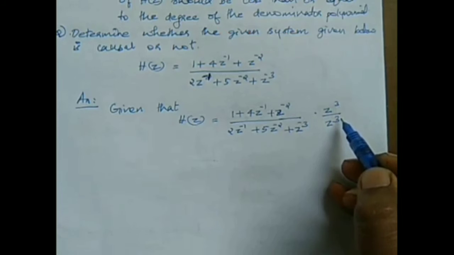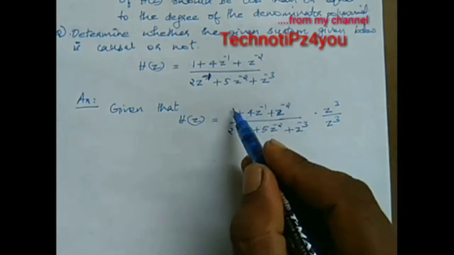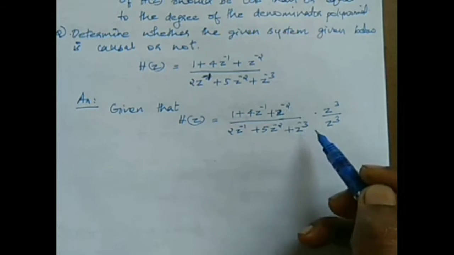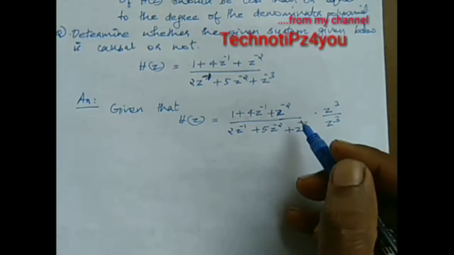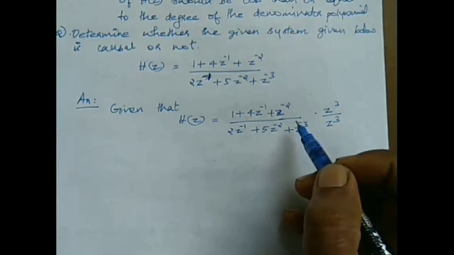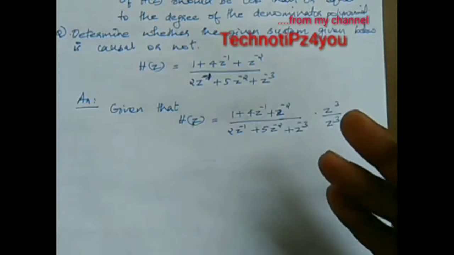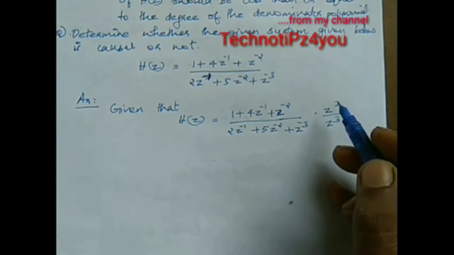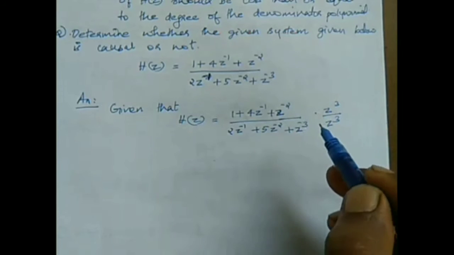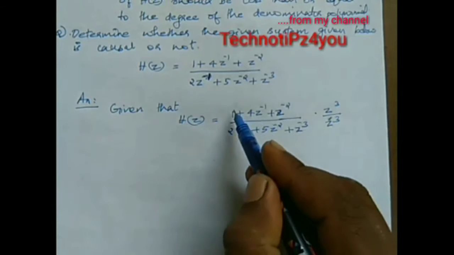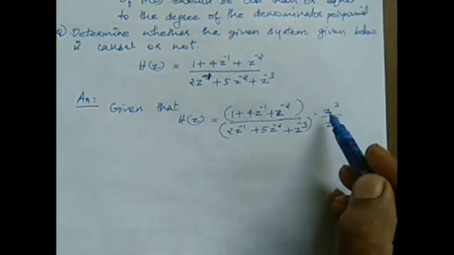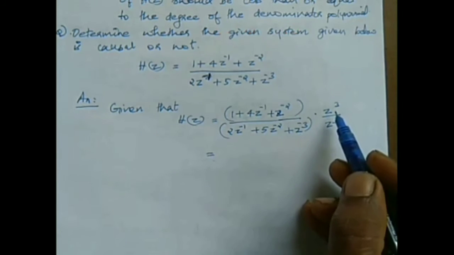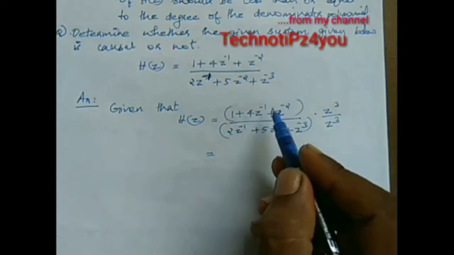How did we get z^3? The highest negative degree of the numerator polynomial is minus 2 and that of the denominator polynomial is minus 3. Between these, the highest negative is minus 3. So take the corresponding positive power, that is plus 3. Then multiply z^3 common to numerator and denominator. Now put brackets because we have multiple terms in the numerator and the denominator, and take this z^3 inside the brackets.